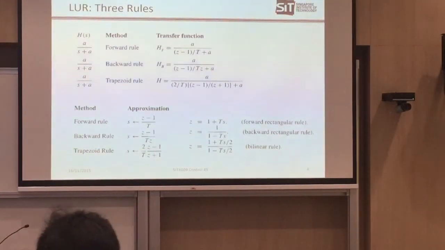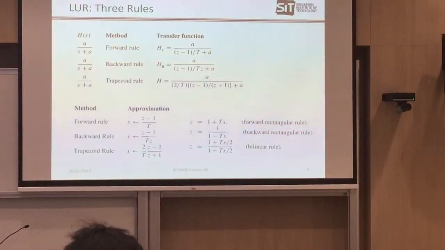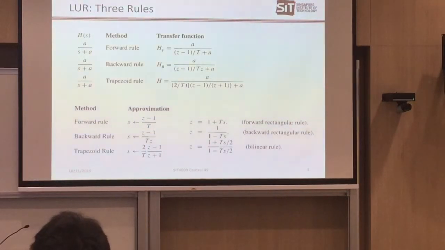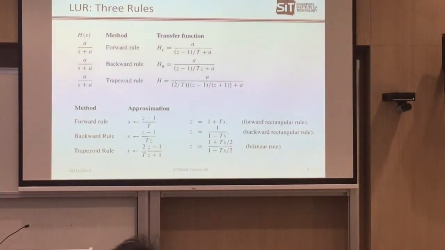So for the forward method, backward method, trapezoidal method, actually pretty simple. After the derivation last week, we have come up with an approximation of your s operator, depending on the method you are adopting, right? If you are using the forward rule, then you just use z minus 1 divided by T to replace your s. What is T?